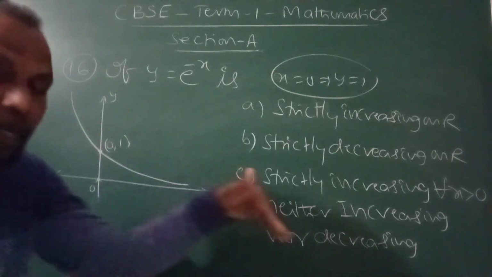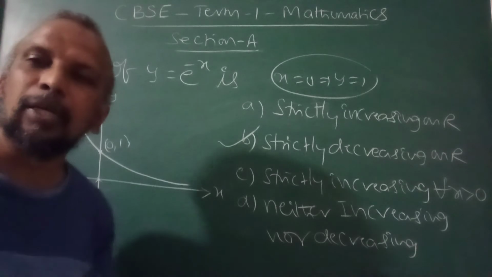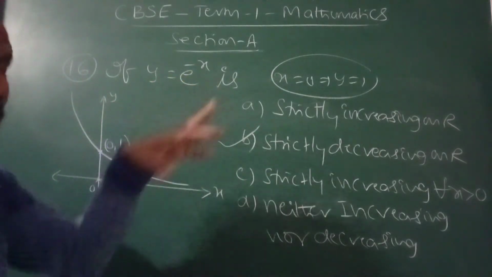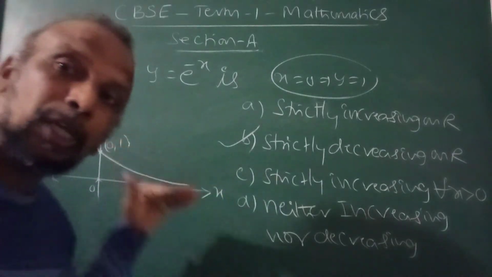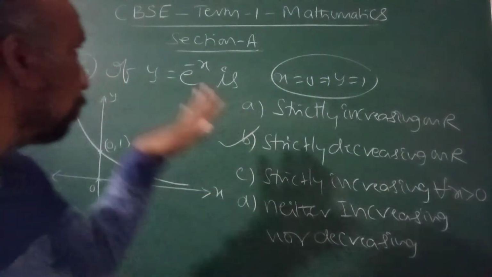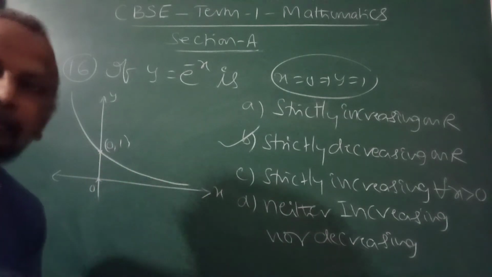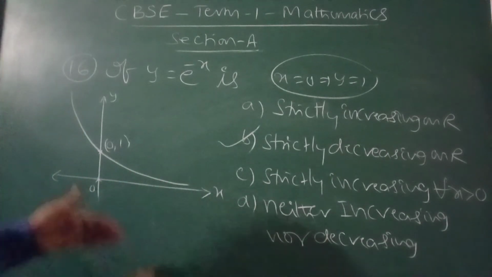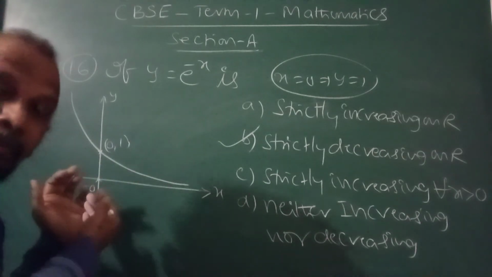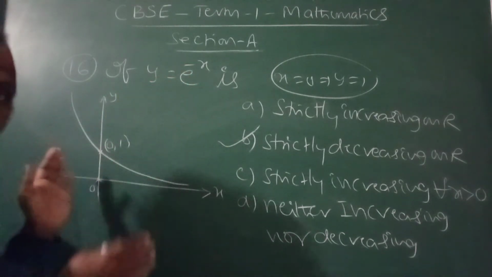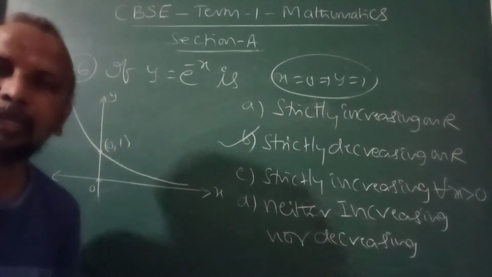It keeps on decreasing, so this is strictly decreasing on R. Y equal to e power minus x is strictly decreasing on R. Y equal to e power x is strictly increasing on R. But they are asking only about e power minus x. This is the graph. Suppose x approaches minus infinity, then e power minus x approaches infinity. That's the reason it comes like this, strictly decreasing on R.